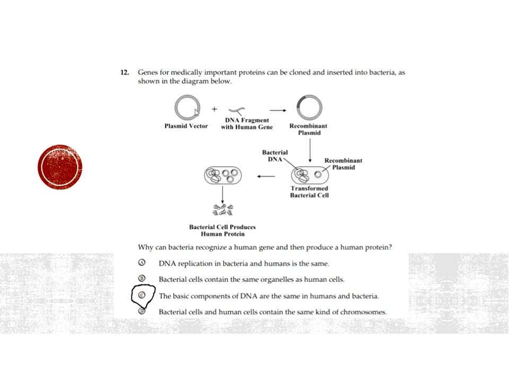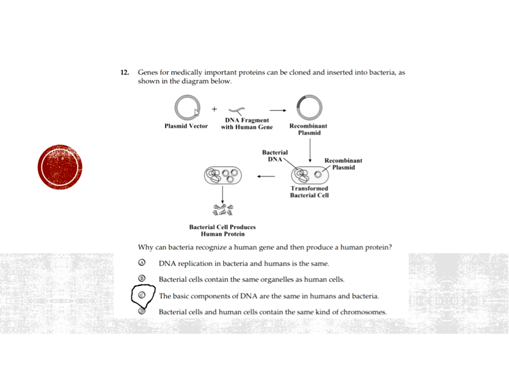B is not correct because bacteria cells do not have the same organelles as human cells. Remember, bacterial cells do not have any membrane-bound organelles because they are prokaryotic, whereas human cells are eukaryotic. And D is not correct because bacteria cells and human cells do not contain the same kind of chromosomes. Bacteria cells just have one circular strand of DNA, and human cells have complex chromosomes where the DNA is wrapped around histone proteins so that it can form that chromosome structure. So C is the correct answer.